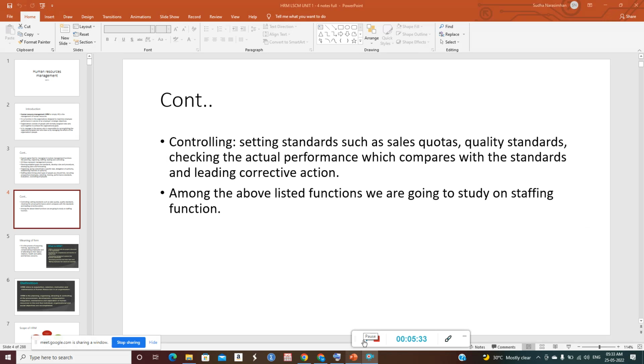Controlling function. Controlling is setting standards such as sales quotas and quality standards, checking the actual performance, which compares against the standards, and taking corrective action. So, among the above listed functions, we need to look into the staffing function, which coordinates with the human resources functions.